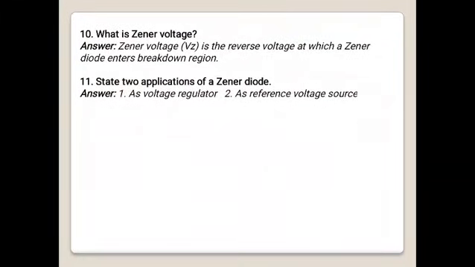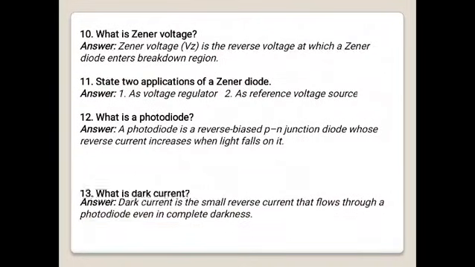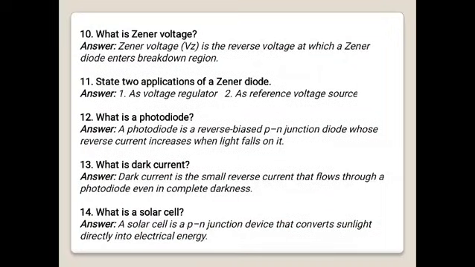State two applications of a Zener diode. Answer. First, as a voltage regulator. Second, as a reference voltage source. What is a photodiode? Answer. A photodiode is a reverse biased PN junction diode whose reverse current increases when light falls on it. What is dark current? Answer. Dark current is the small reverse current that flows through a photodiode even in complete darkness.